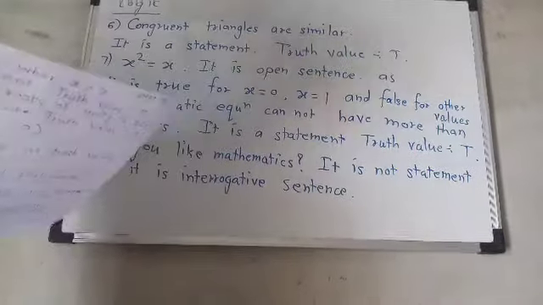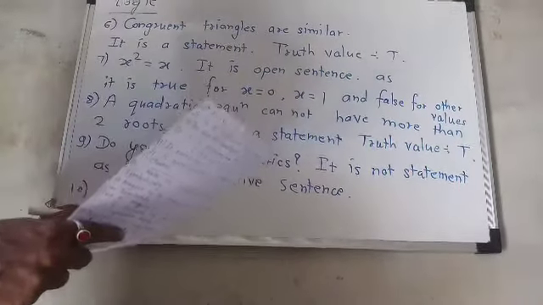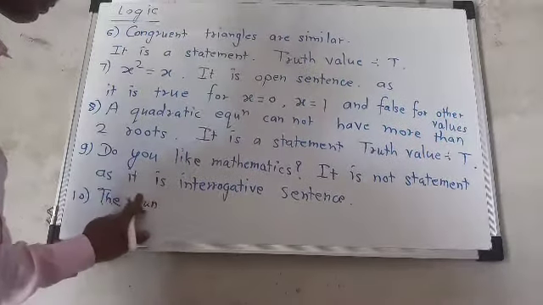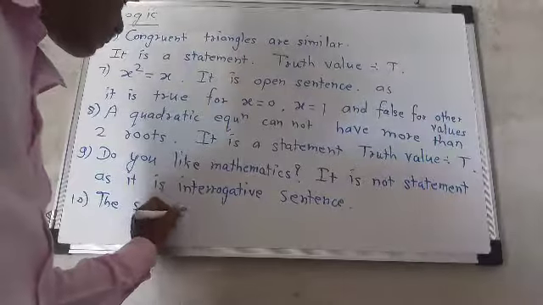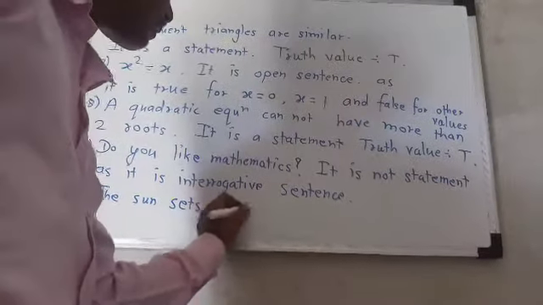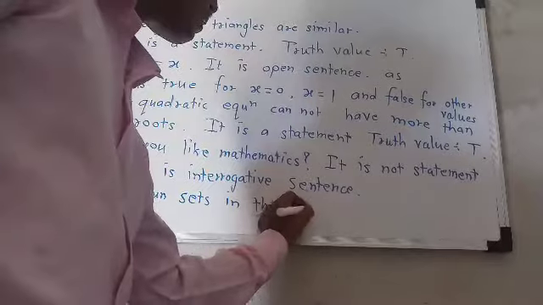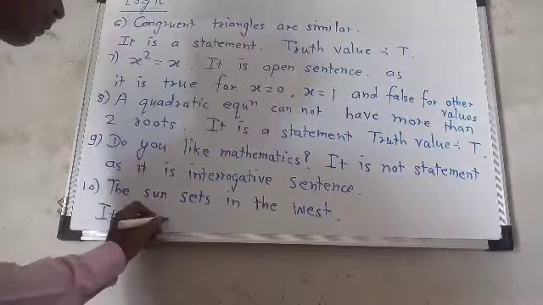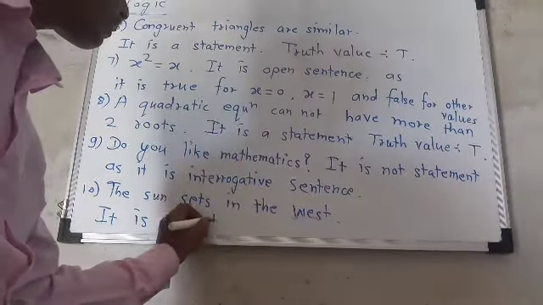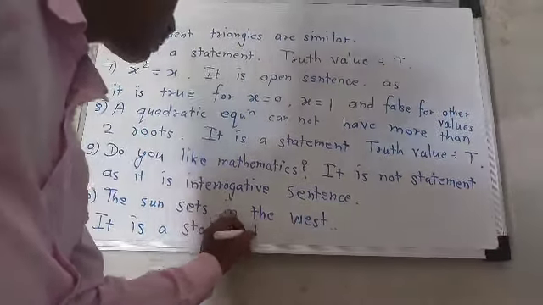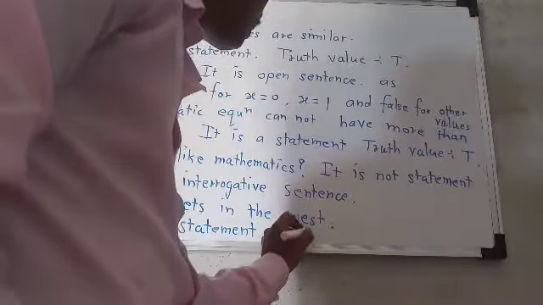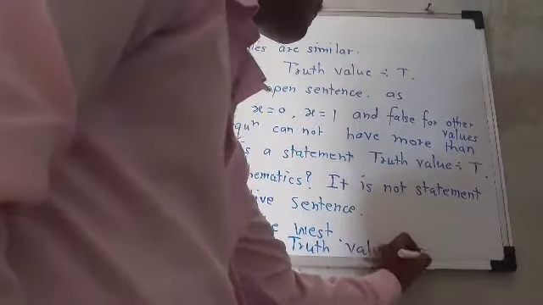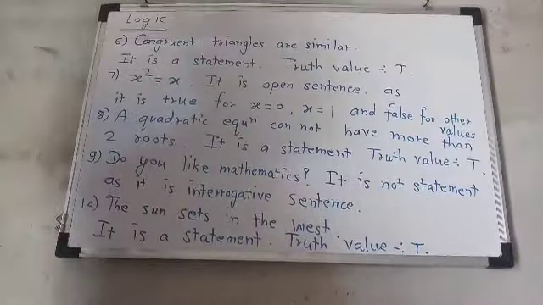Next one. The sun sets in the west. It is a statement. Truth value T. Sun sets in the west. It is true.